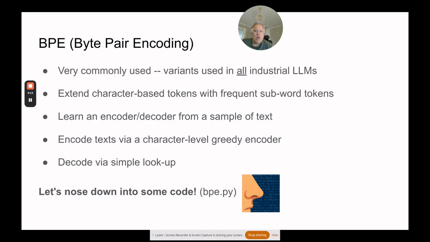We're going to learn this over a batch of text, or over a sample. Then we're going to encode the text via a character-level greedy encoder, and decode via simple lookup. But the lookup is a little tricky, because you always have to start with the largest tokens first and see if they match, because you want to be greedy about it. And we'll see that.